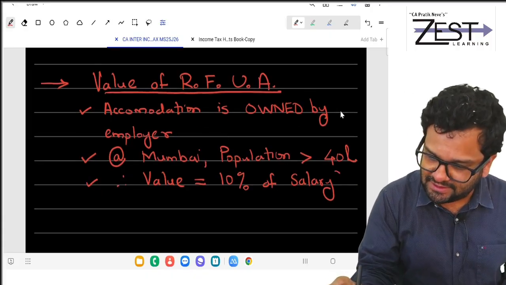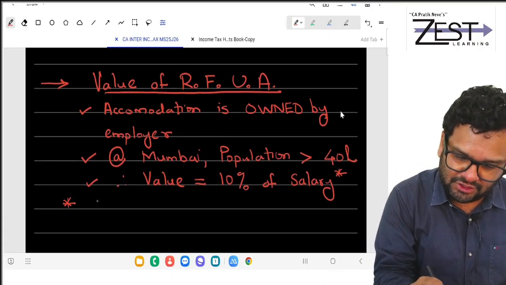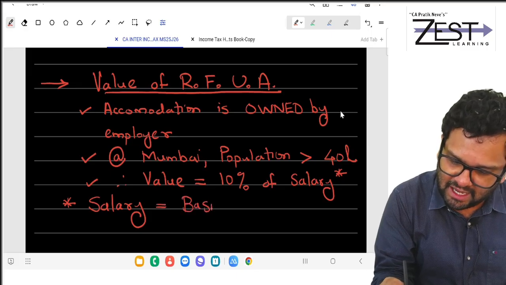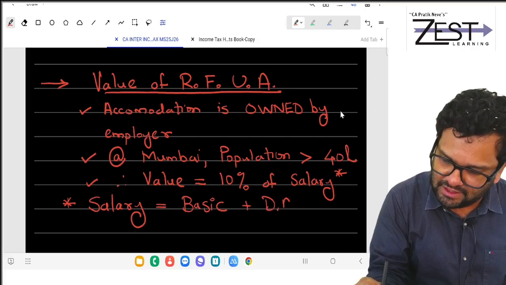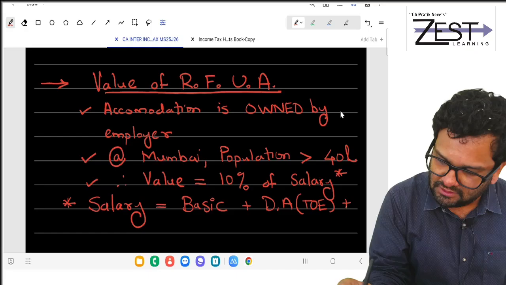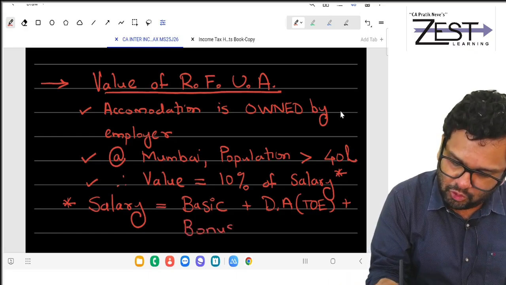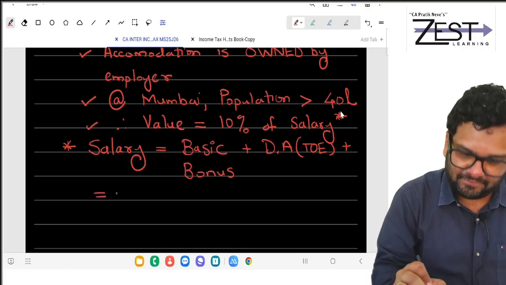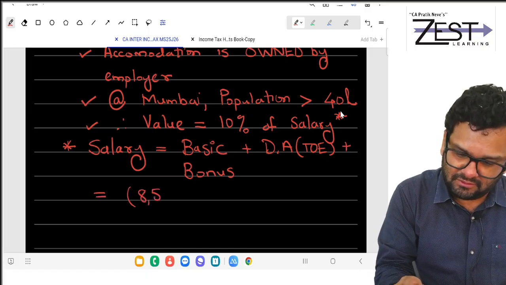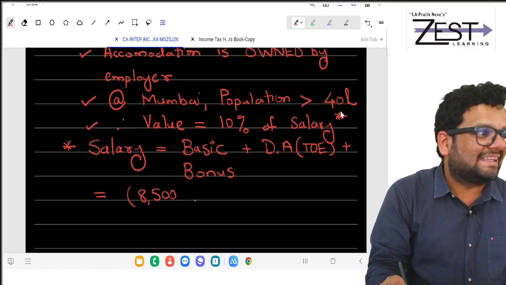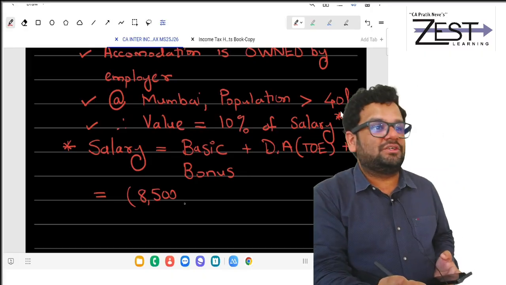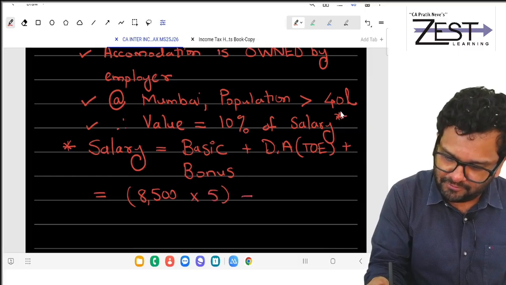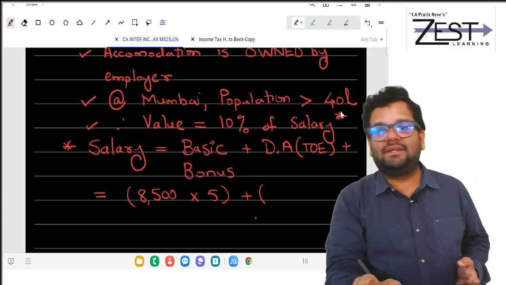Now, here what is salary? I will not write the definition again, but I will just write the elements here. Basic, what are elements I have? Plus DA, TOE, plus what? Bonus. I have these things. So what is my basic? 8,500 into 5. House is allotted only for 5 months. So I will do into 5 plus DA. DA is how much?